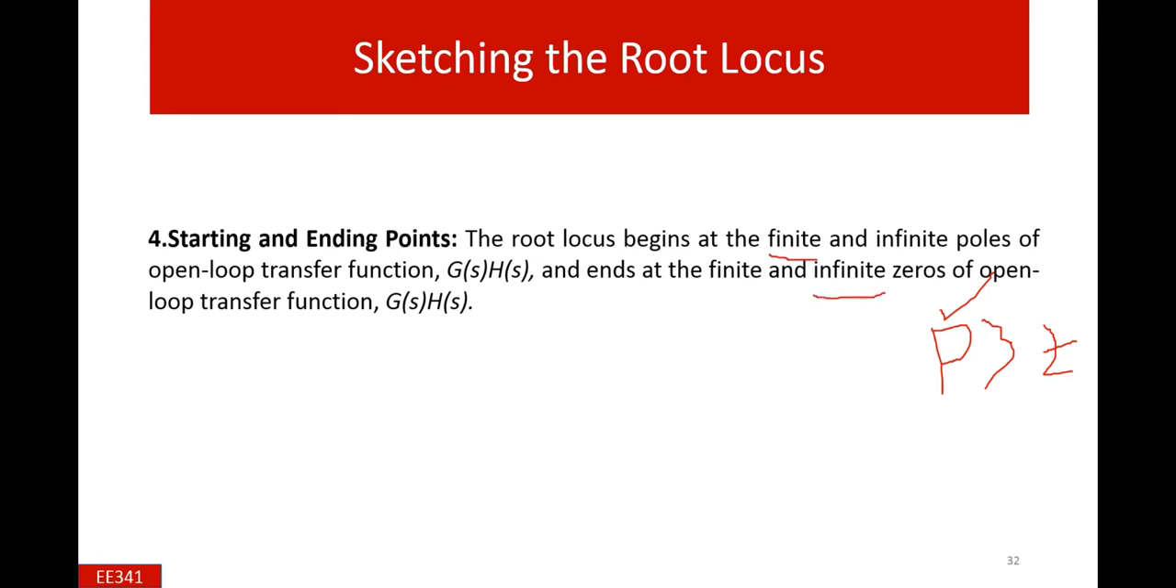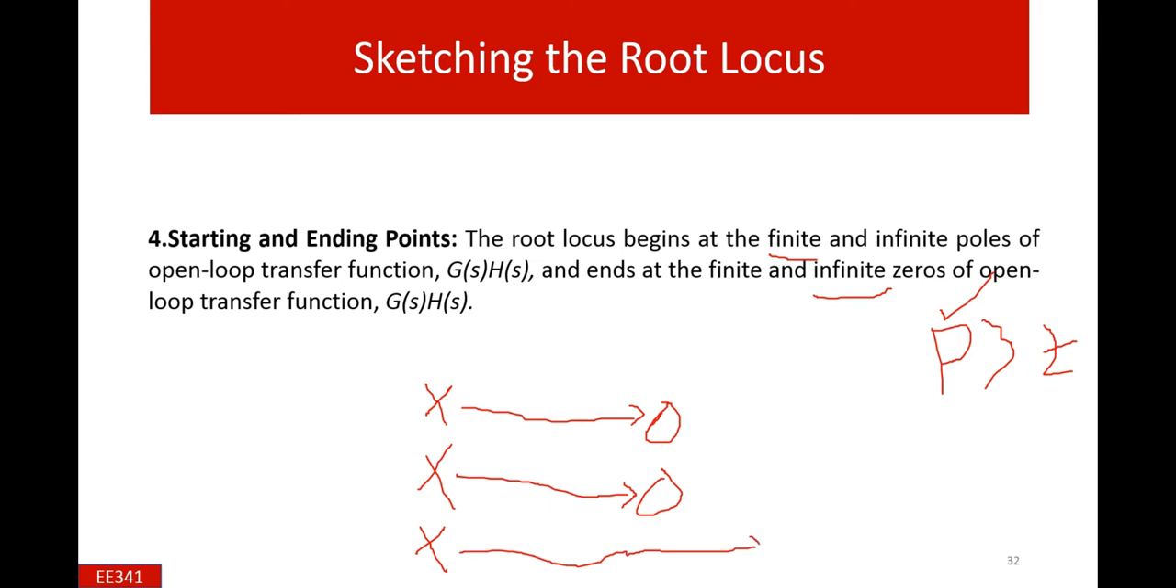The end point may differ. For example, if there are 3 poles and 2 zeros, one pole ends at an open loop zero, another pole also ends at the other open loop zero, and one pole ends at infinity. It will follow some symmetric asymptotics. Asymptotes we will define in the next part.